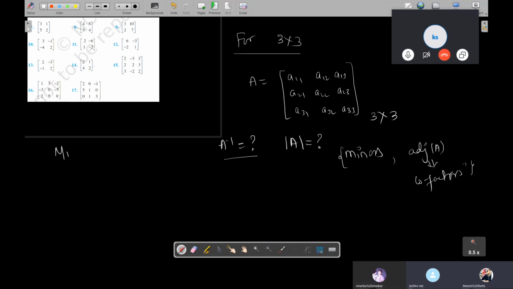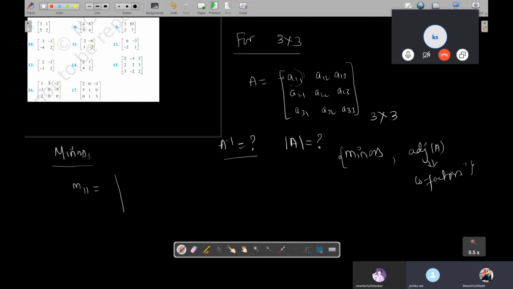Talking about minors, the element which you are talking about, suppose you are talking about A11, hide the corresponding row and column for it. So if I am talking about the A11 minor, I need to hide the row of elements and the column elements. So what I will be left with is the minor. A minor is represented in the form Mij. So you need to find M11.